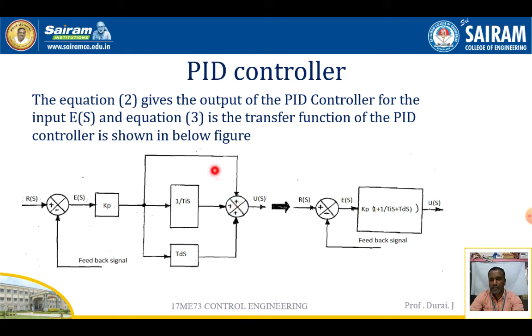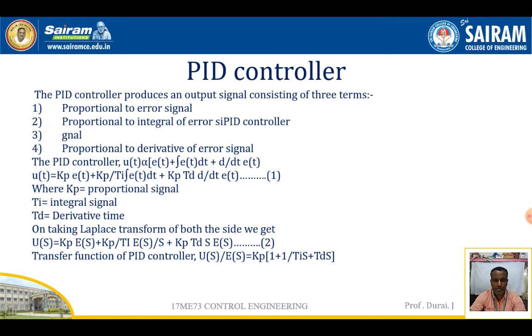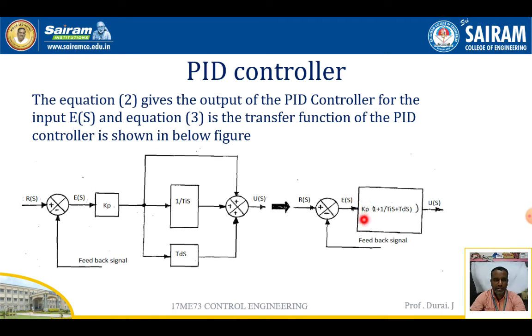Drawing it, the Kp, Ti s, and Td s terms come in parallel, like this manner. Finally this drawing will be turned like this. R(s), E(s) is equal to the transfer function Kp into (1 plus 1 by Ti s plus Td s) into U(s), that is the controlled output signal.